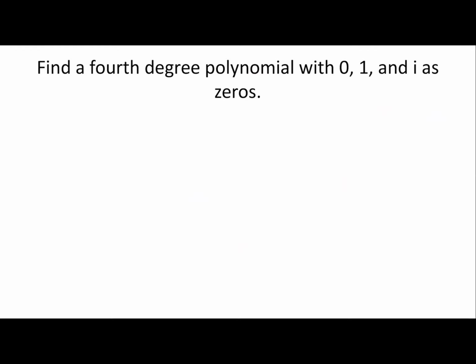So to find a 4th degree polynomial with 0, 1, and i as its zeros, if 0, 1, and i are zeros, then that means negative i also has to be a 0. Because if I multiply x minus i, the factor of positive i, by x plus i, the factor of negative i, when I distribute this out, I get x squared plus xi minus xi, which cancels, and then a minus i squared. But we know i squared is a -1, so a negative 1 is a positive 1. So this piece is x squared plus 1.